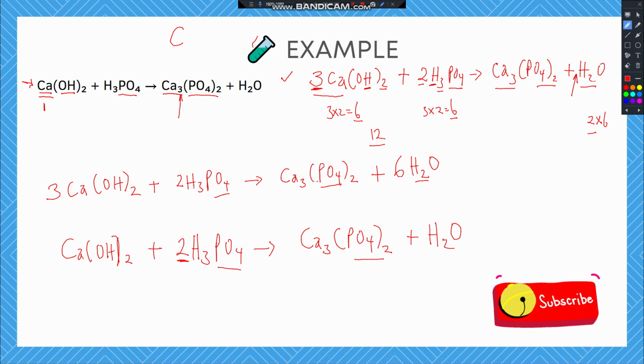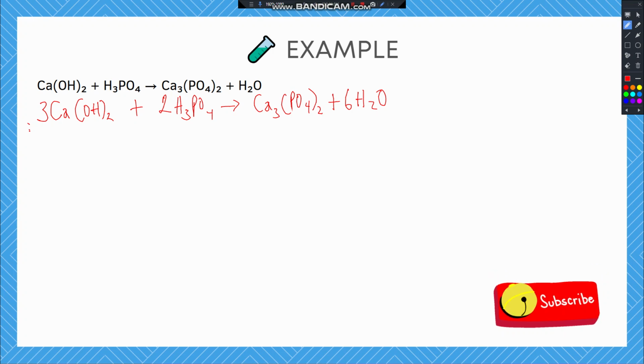So at every stage, we'll keep checking for each element if they are balanced on both sides. So now let's count. As we have balanced thus far, let's count each element both on the reactant side and on the product side to see if they are equal. So at this point now, we want to confirm if all the elements are balanced on both sides. So let's start with calcium. On the left hand side, we have 3 atoms of calcium. On the right hand side, we also have 3 atoms of calcium. So calcium is 3 on both sides. It's balanced.